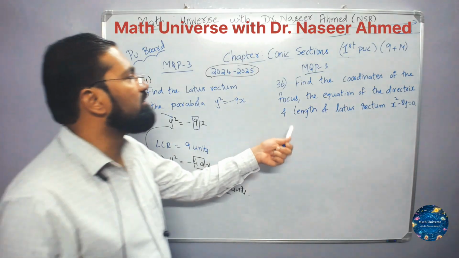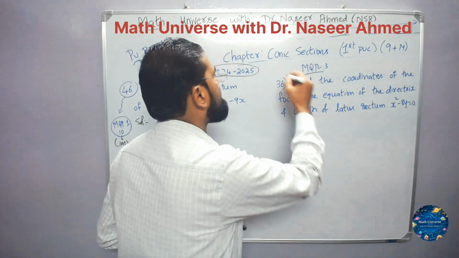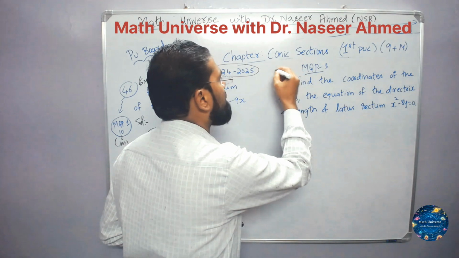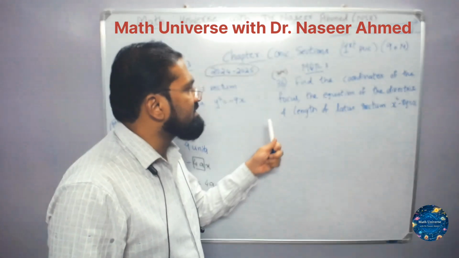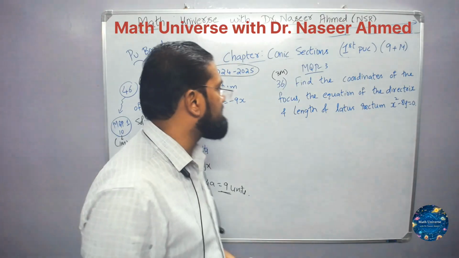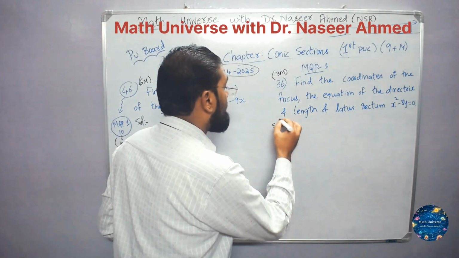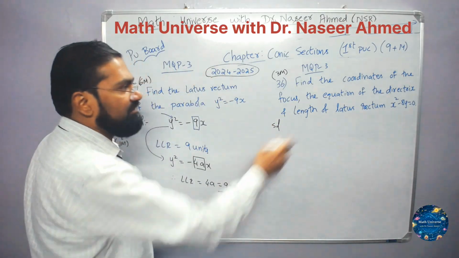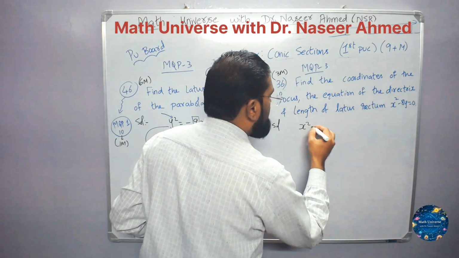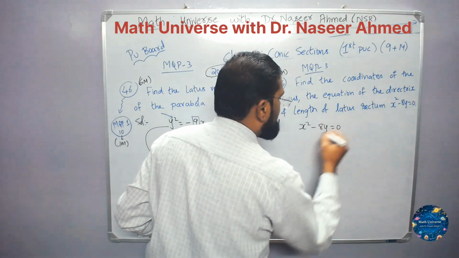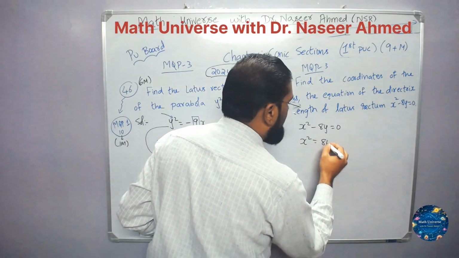Now, let us move on to model question paper number 3, a 3 marker question. Find the coordinates of the focus, the equation of the directrix and the length of the latus rectum of the given parabola. Now, why did I say croco? Simple. Let us take this problem: x square minus 8y is equal to 0, or x square equal to 8y.